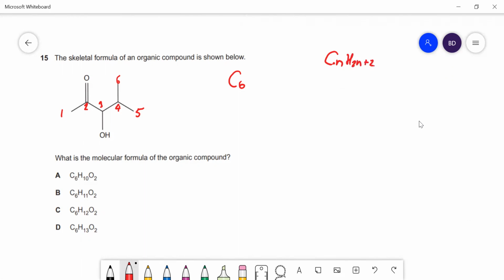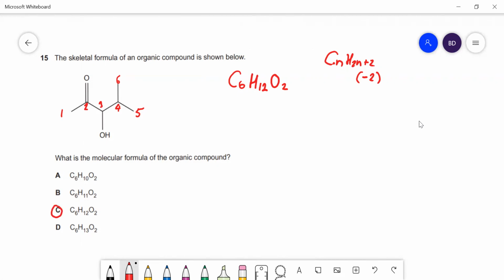If you have any double bonds, either carbon-carbon or carbon-oxygen, like we've got there, you take away 2 hydrogens. So we've got one double bond there, so it's going to be C6H12, and we've got 2 oxygens, so that's O2. That's the answer there, which is this one.